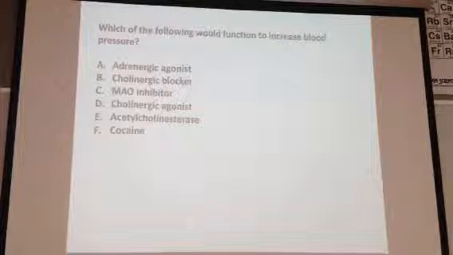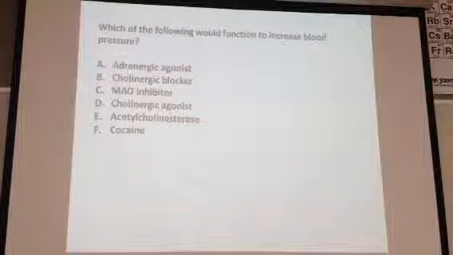A blocker is going to, so cholinergic refers to acetylcholine, and a blocker means it's going to keep acetylcholine from binding to its receptor. So when we have a blocker, it's going to suppress the acetylcholine function, thus allowing the sympathetic one to be the major effect. So it's like increasing sympathetic by pushing this one down, okay?